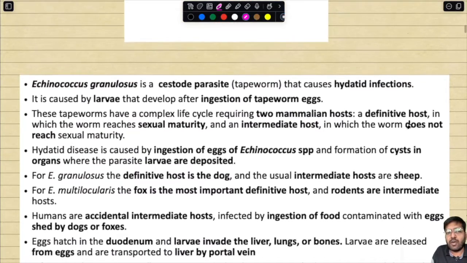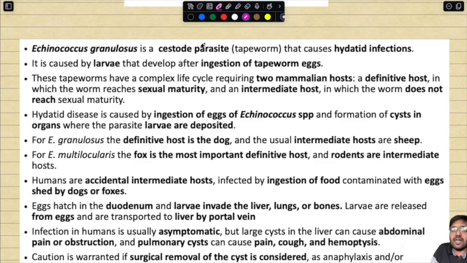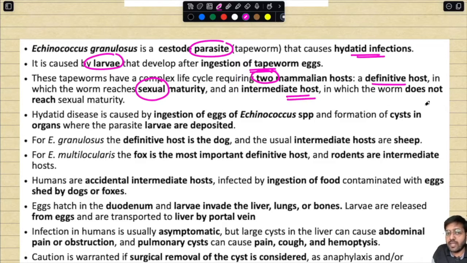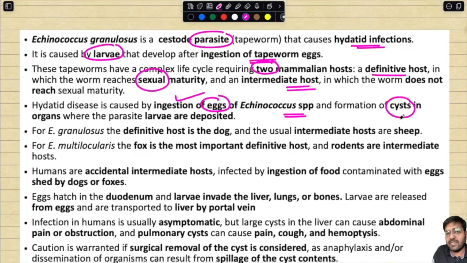Coming to the basic introduction, Echinococcus granulosus is a cestode parasite. It is a tapeworm that is causing hydatid infection. It is basically caused by the larvae that develop after the ingestion of the tapeworm egg. These tapeworms have a very complex life cycle requiring two mammalian hosts: a definitive host in which the worm reaches sexual maturity, and an intermediate host in which the worm does not reach sexual maturity. Hydatid cyst is caused by the ingestion of the eggs of Echinococcus species and formation of cysts in the organs where the parasite larvae is deposited.